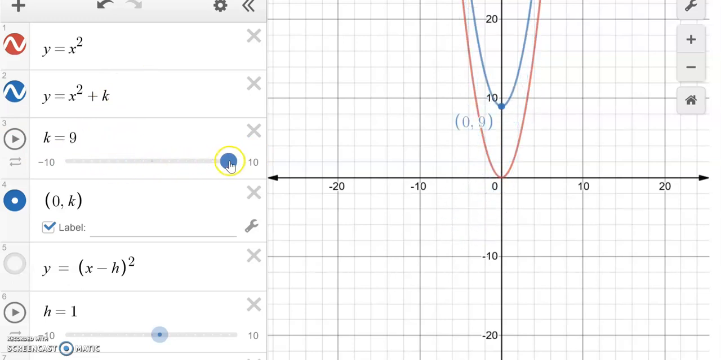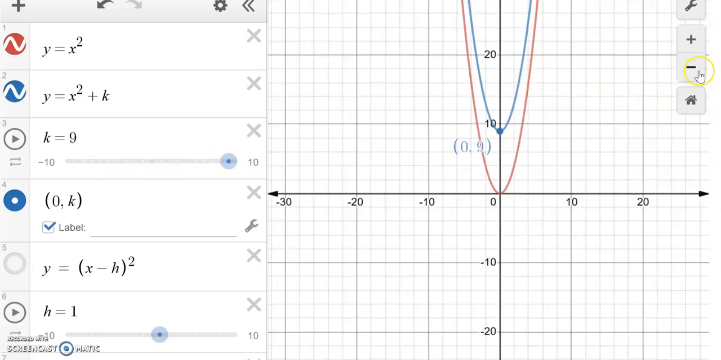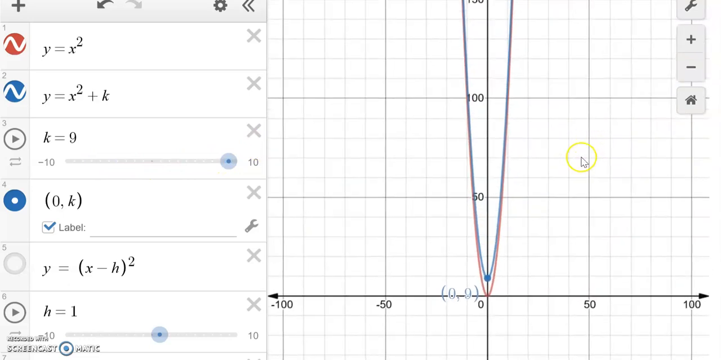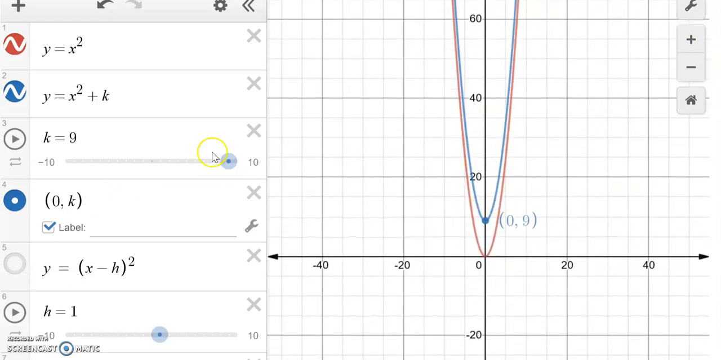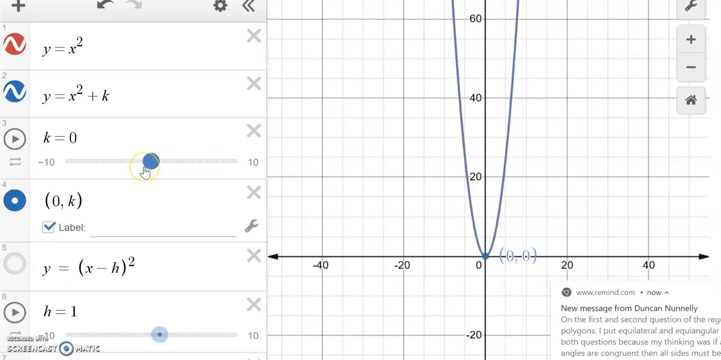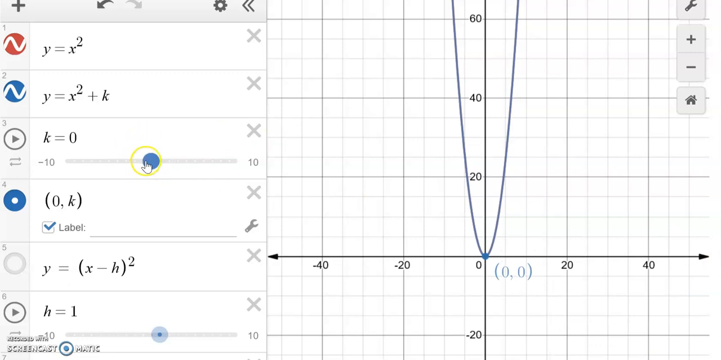Now we also notice that when we do this, it looks like it might be smaller. As I zoom out, you notice that the parabolas are actually the same size. All we have done is taken that small parabola, or taken the blue parabola and shifted it upwards. So those are what we call a vertical shift of our quadratic because we're moving it up or down.